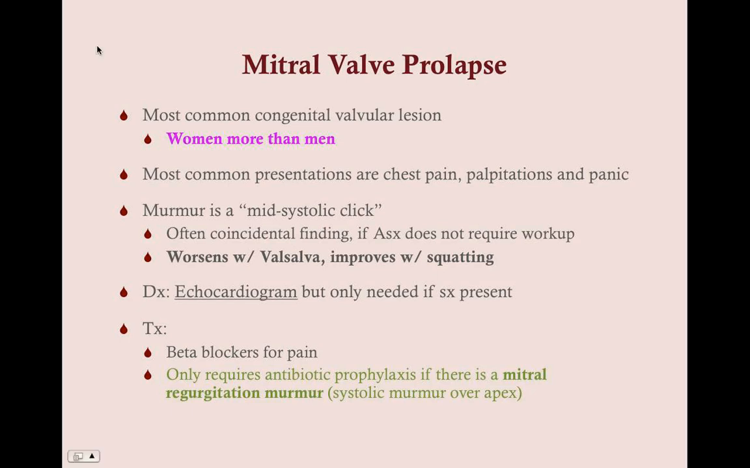They will have a mid-systolic click. The mid-systolic click is not really a murmur per se. It's just a click sound. It's just the sound of that prolapse. If it's accompanied with a mitral regurgitation murmur, a systolic murmur over the apex, then you give them antibiotic prophylaxis because you have regurgitant flow. But remember, mitral regurgitation itself does not require antibiotic prophylaxis. Just mitral regurgitation in the setting of mitral valve prolapse requires antibiotic prophylaxis. Mitral valve prolapse alone, no prophylaxis. Mitral regurgitation alone, no prophylaxis. Mitral valve prolapse with mitral regurgitation murmur, prophylaxis.